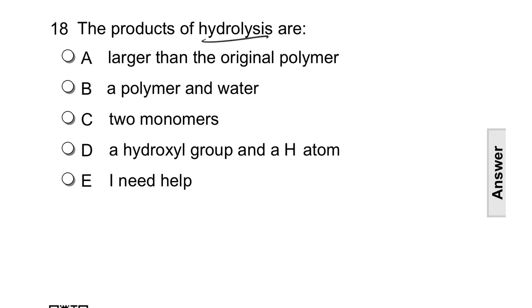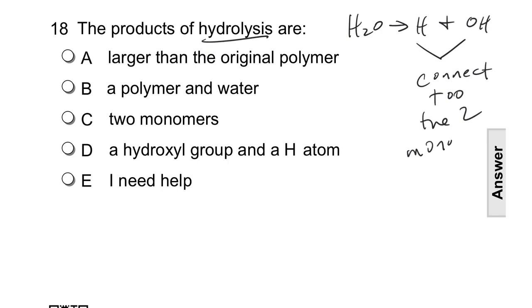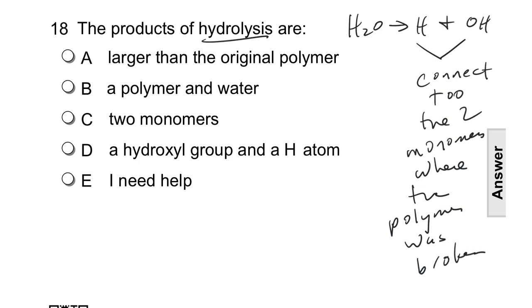Okay, hydrolysis is when a water molecule is broken down to H and OH, and these connect to the two monomers where the polymer was broken. So let's go through each one of these. The products of hydrolysis are larger than the original polymer. No, the polymer was broken up into monomers, so it can't be that one. Products of hydrolysis are water. No, water is not a product, it's a reactant. So it's not that one.